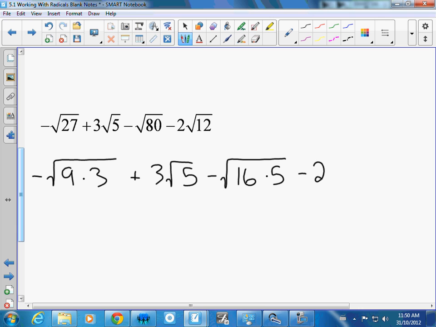Minus 2. Let's do 12. 12 breaks down into 1 and 12, 2 and 6, well, you can't take the square root of 2 or 6, so that doesn't help. 3 or 4. Can you take the square root of 4? Yeah, okay, that's the one we want.